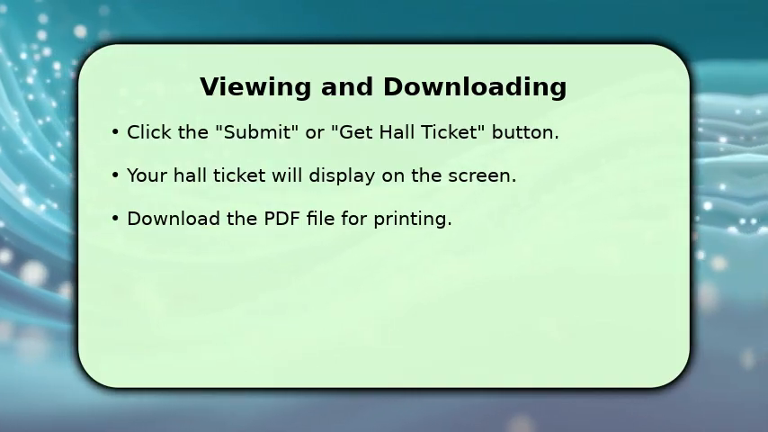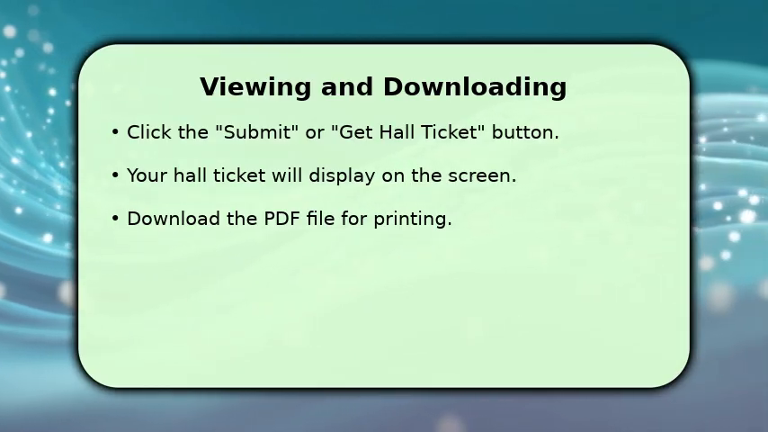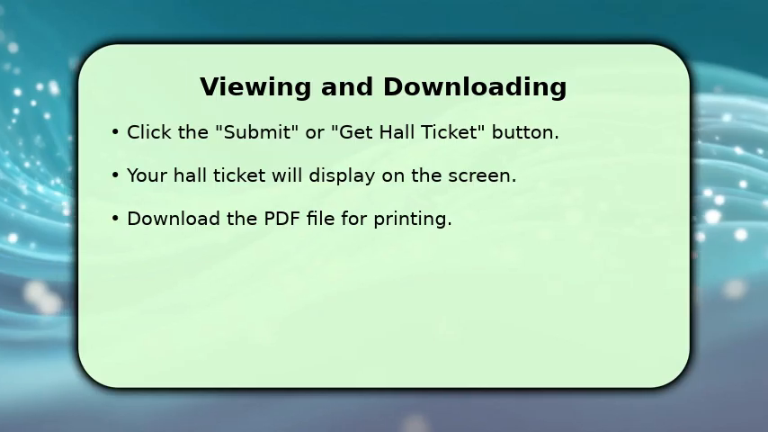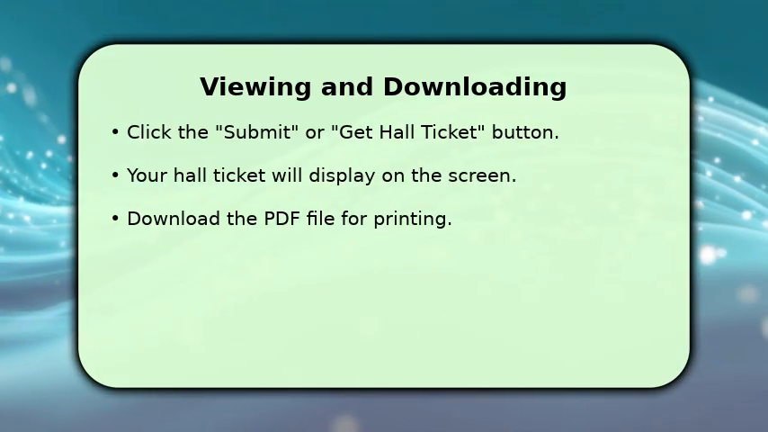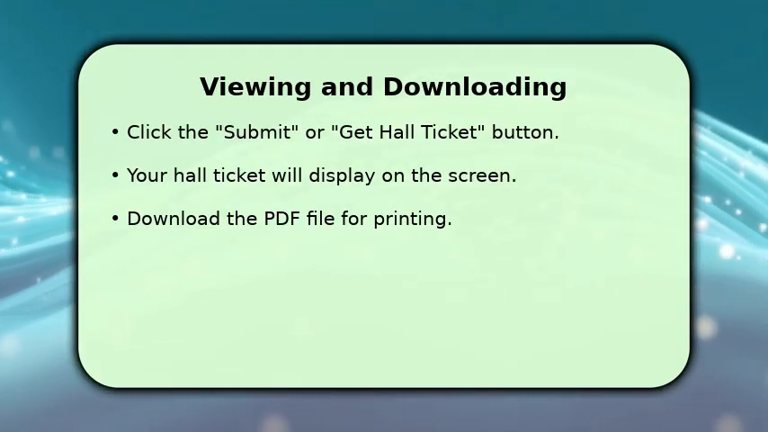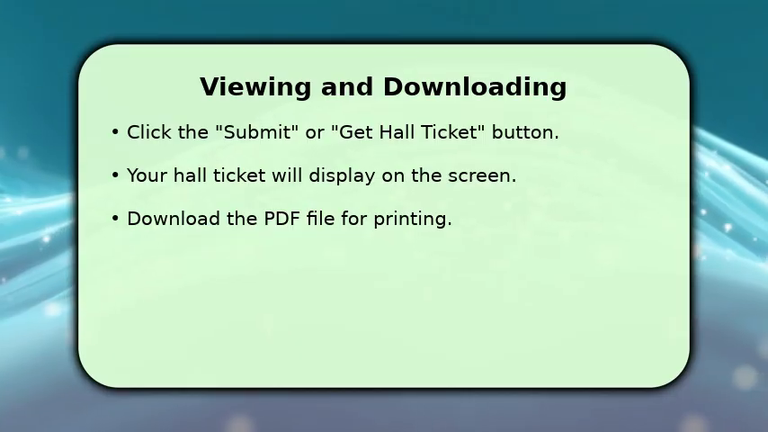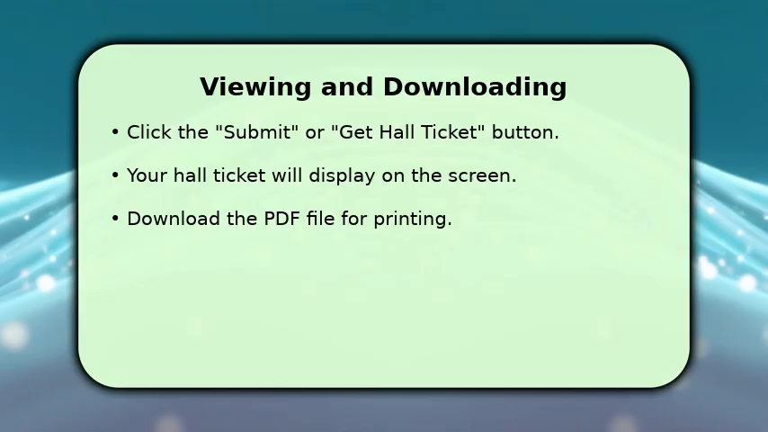Your Betterment Hall Ticket AP should then appear on your screen. Take a moment to review all the details on the ticket, including your name, exam center, and timings. After verification, look for the option to download the hall ticket, usually as a PDF file. Save this document to your device so you can easily print it later.